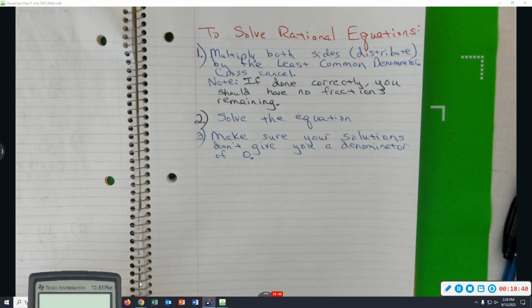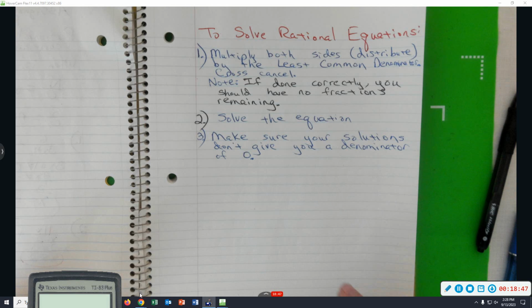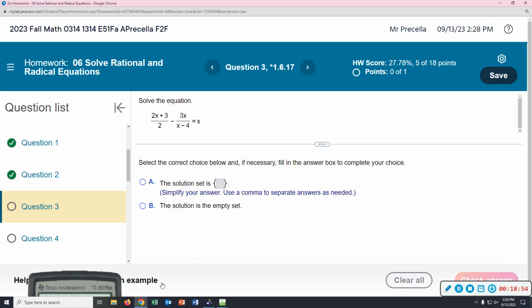Now for finding the least common denominator, as we look through these, keep in mind what you're asking yourself: what can I multiply by in order to cancel out every denominator? Let's look at number 3 in the homework. In this first fraction, there's no x in the bottom, so you don't have to worry about it ever being 0. What about the second one? What would give us a 0 down here?